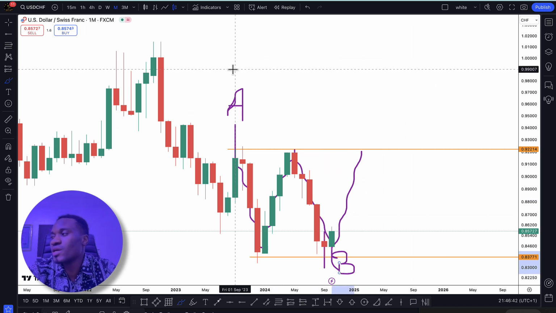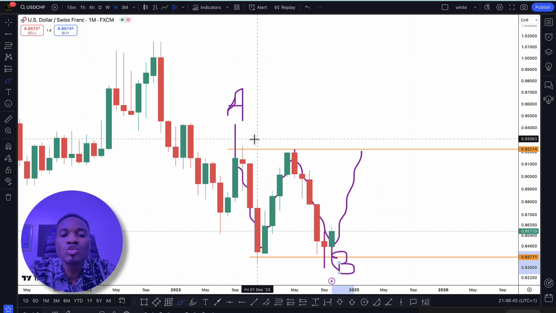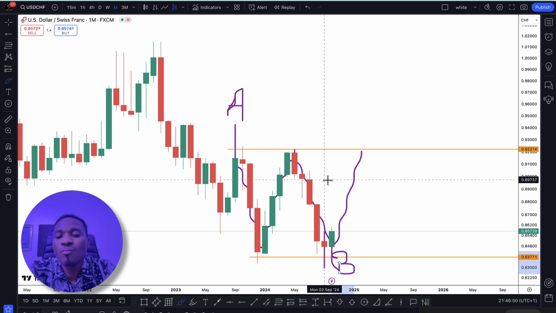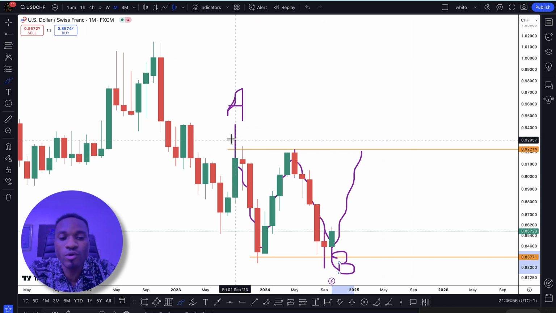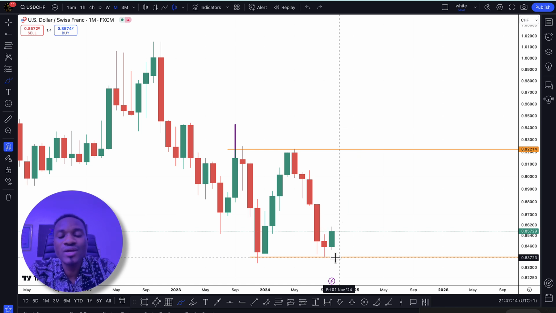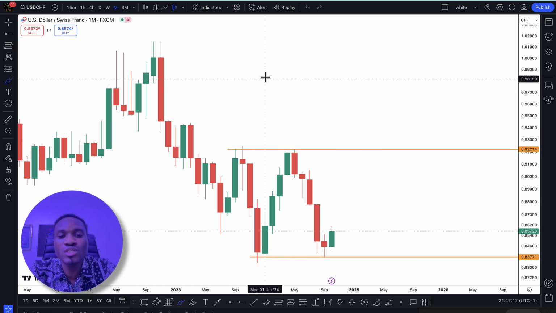So from this point A to point B, it took price a year. This is September 2023 at point A, and point B is September 2024. So it took price a good year to travel from this high to this low. Based on the principles of trend duration, any trend that elapses more than the 12-month calendar period is called a long-term trend or major trend. We need to understand that concept.